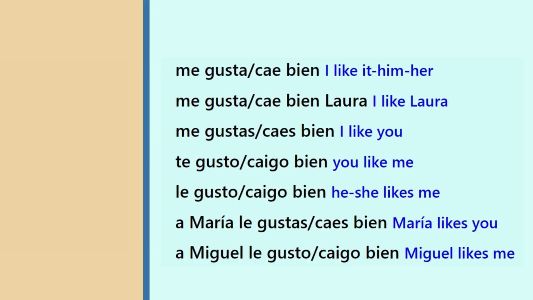Incidentally, we've got caigo bien. You could have caigo mal. So if I want to say, I don't like him or her, he or she doesn't fall well to me, we can just use the negative. No me cae bien. I don't like him or her. Or we can say, me cae mal. He falls badly to me. Not well, but badly. Mal. Me cae mal. I don't like him or her. And you can use either interchangeably.